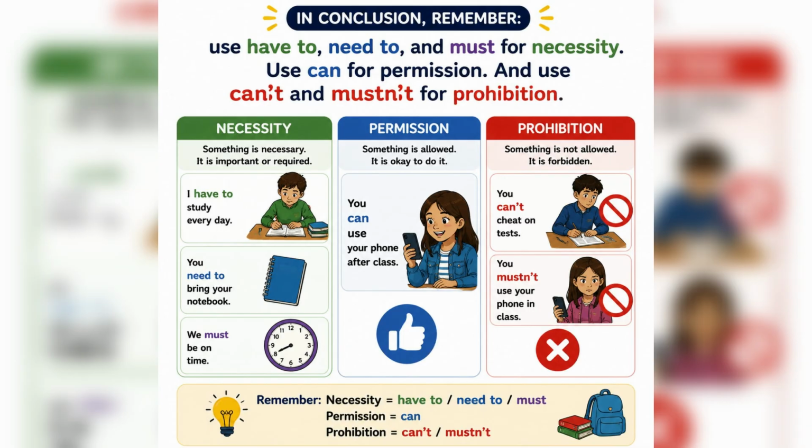And in conclusion, remember, use have to, need to, and must for necessity. Use can for permission, and use can't and mustn't for prohibition.